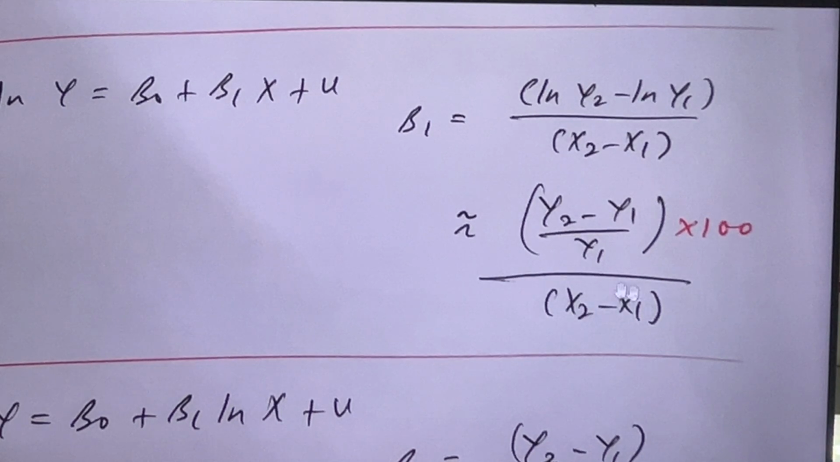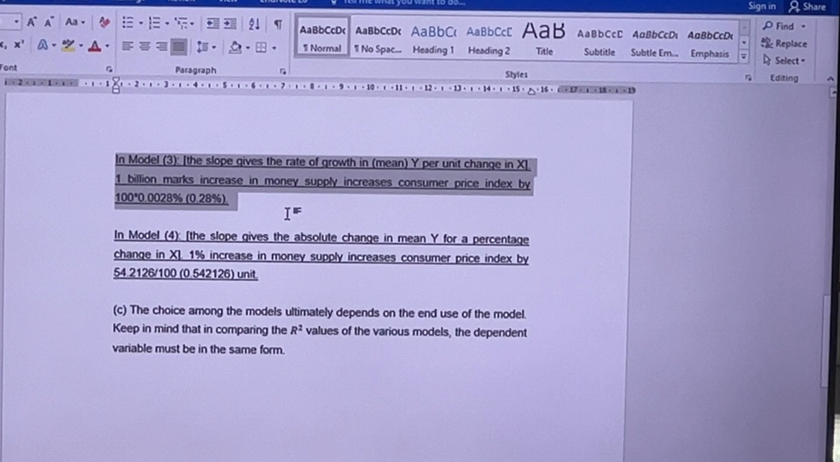This one you cannot interpret as a percent. You say that per 1 unit change, for one unit change in X, not 1%, but 1 unit. Okay, so in this case X is measured in 1 billion. So a 1 billion marks change increases Y by the estimated value times 100%. So that's how we interpret.